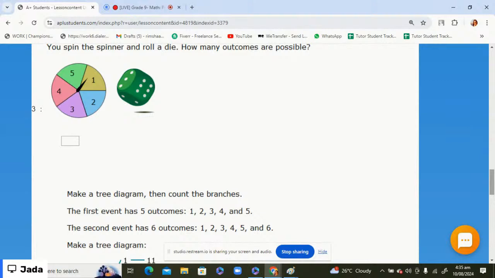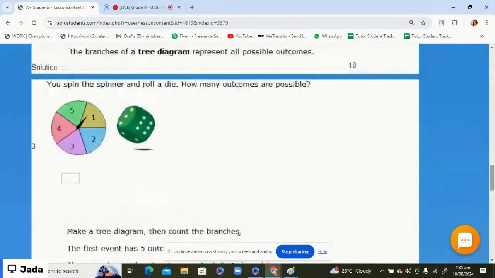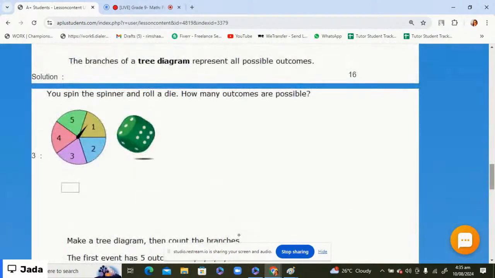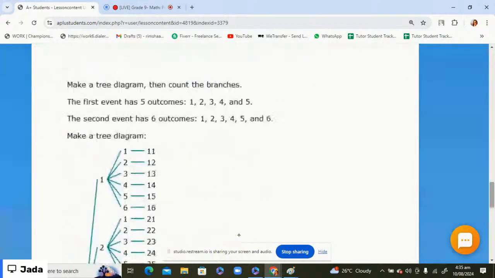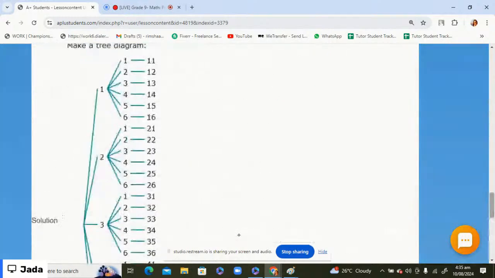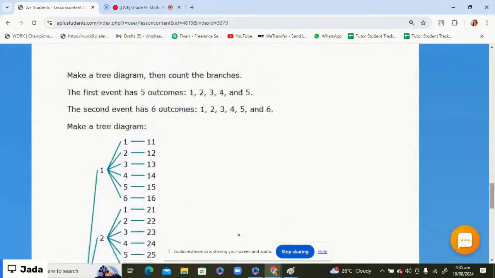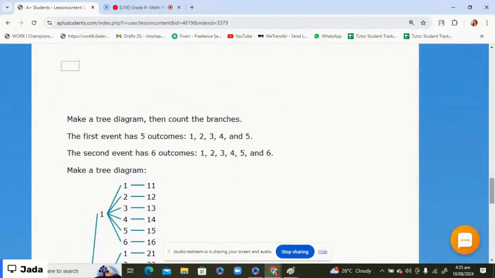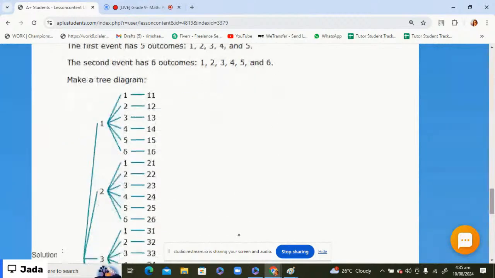So now I'm going to tell you how to make a tree diagram. Look at here, how many things are given? For the spinner you see 1, 2, and 3, then 4 and 5. And for the die you put 1, 2, 3, 4, 5, 6, and then one is with 1, one with 2, one with 3, one with 4, one with 5, and one with 6. Understood? The second as well and the third as well, all of it.